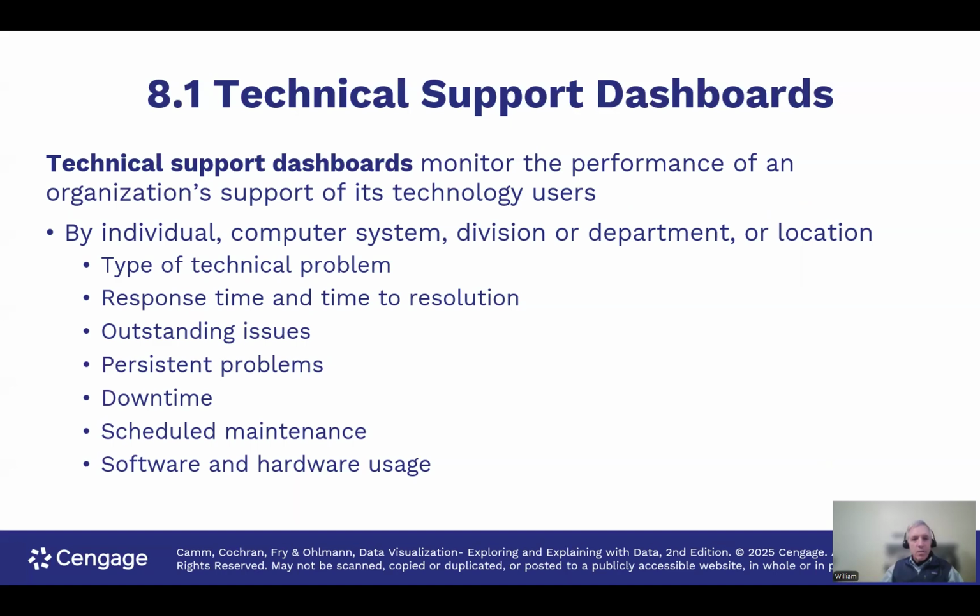Outstanding issues. A lot of times technical support organizations have these outstanding issues, things they would like to solve, but they can't solve them because maybe the technology is in the way, maybe they need to upgrade, that sort of thing. Persistent problems are a really useful one if you can get your hands on it, because they indicate where the organization should be investing, if it's new equipment or training or whatever it is, to try to make those go away. Looking at downtime, how long a piece of equipment or a person is down because of technology. Looking at scheduled maintenance or software and hardware usage.